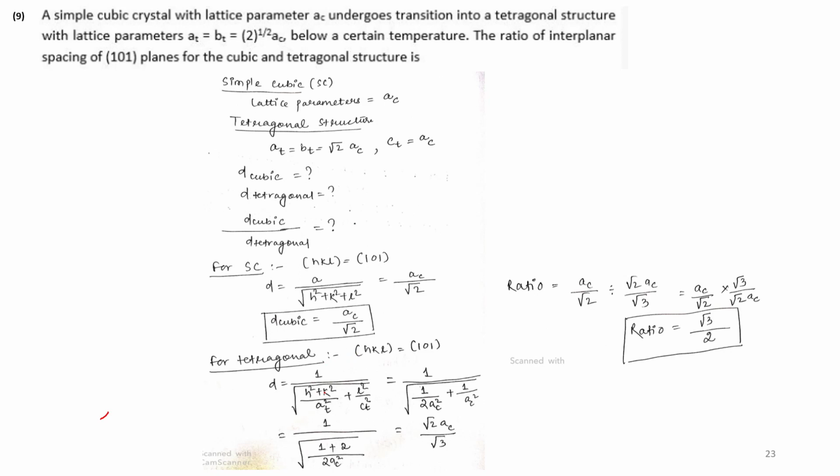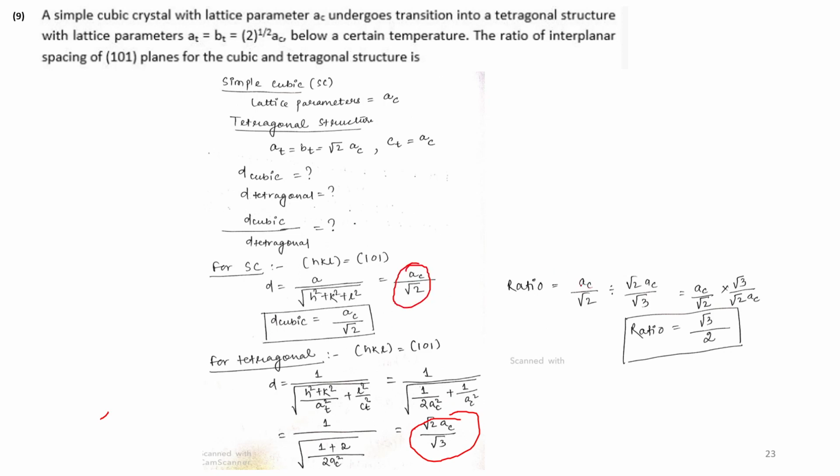Substitute the values: d is 1 over root of h square plus k square divided by AT square plus l square divided by CT square. So substitute all the values, it will be 1 over root of 1 divided by 2 AC square plus 1 divided by AC square. You will get root 2 by 3 AC. So we got the relation: root 2 by 3 AC for the tetragonal system and AC divided by root 2 for the simple cubic.